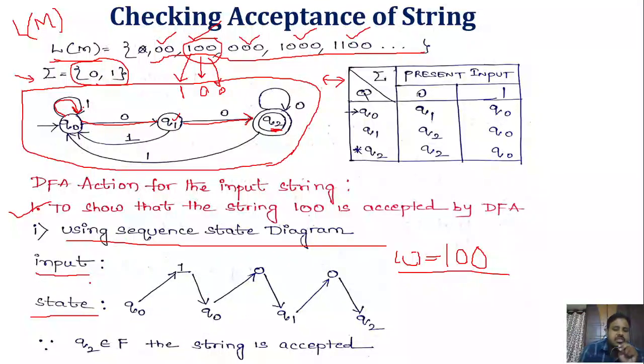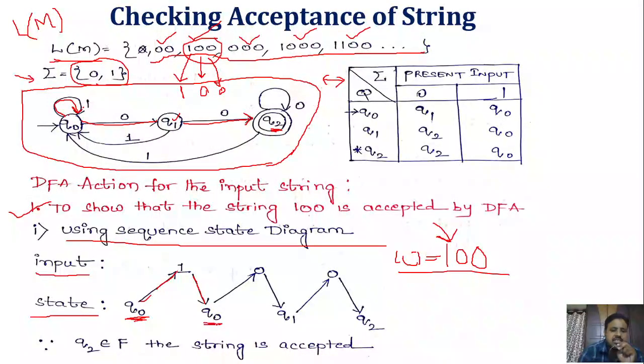First, we start with the state q naught, because the starting state is q naught. In the starting state q naught, what is the first input symbol? 1. So q naught on 1, where is it going? Just observe the state transition diagram. It is in the same state. So q naught on 1 goes to q naught. Just write q naught in the state portion.